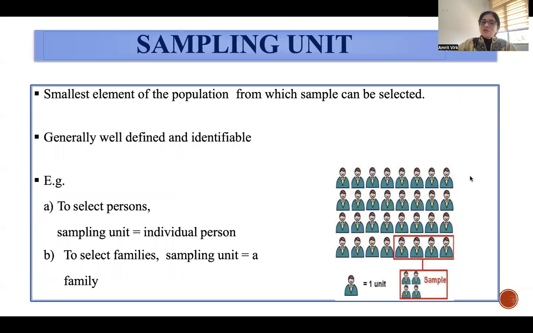The next term that we need to define is a sampling unit. Sampling unit is the smallest element of the population from which a sample will be selected. Now, this sampling unit can be a household, a family, or an individual with a specific characteristic within the sample. A sampling unit is generally well-defined and identifiable. For example, to select persons, a sampling unit becomes an individual person. And to select families, the sampling unit becomes a family.